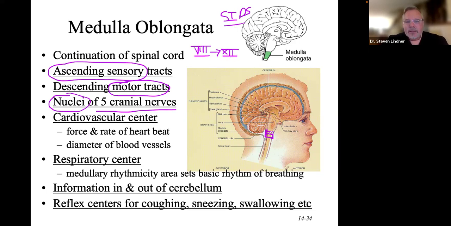From the medulla, there's information that can go in and out of the cerebellum from there. And there are some reflexes in the medulla that are the reflex centers for coughing, sneezing, swallowing, and even vomiting are part of the medulla.